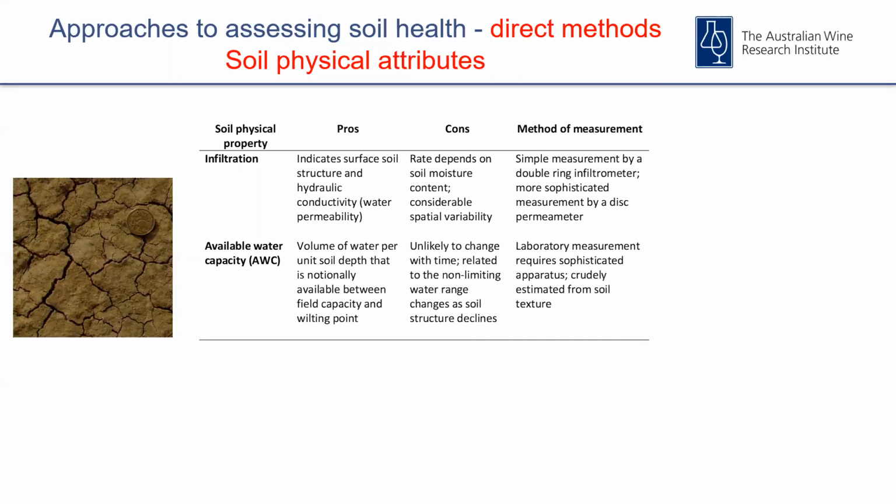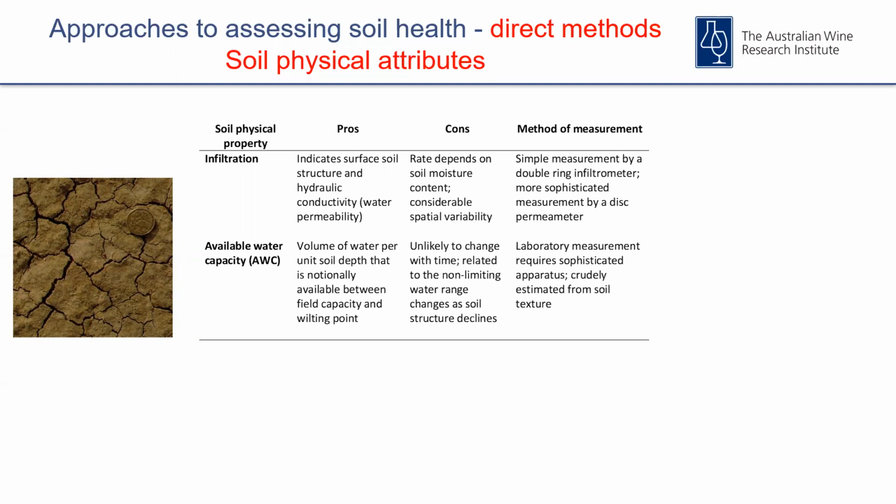Last one here, available water capacity. It's the volume of water per unit soil depth and is notionally available between field capacity and wilting point. I certainly use this a lot when estimating plant available water or readily available water based on texture results. So it can be useful as well.